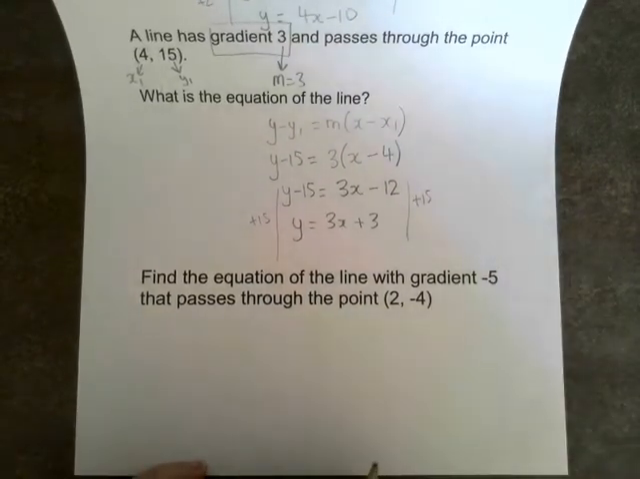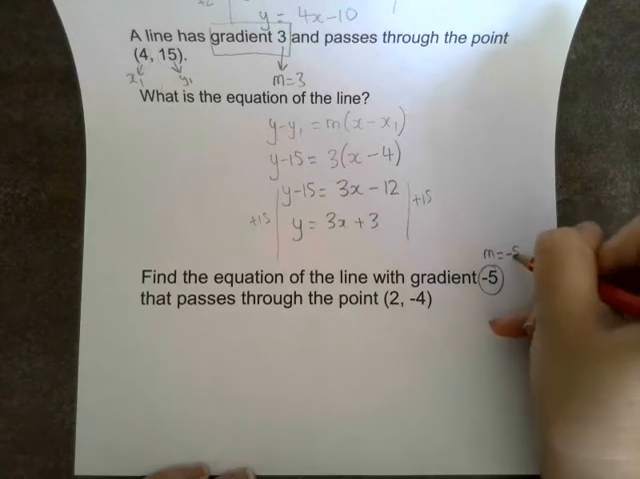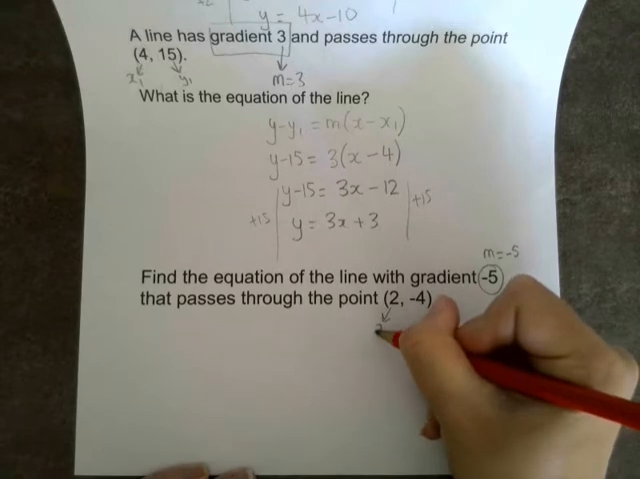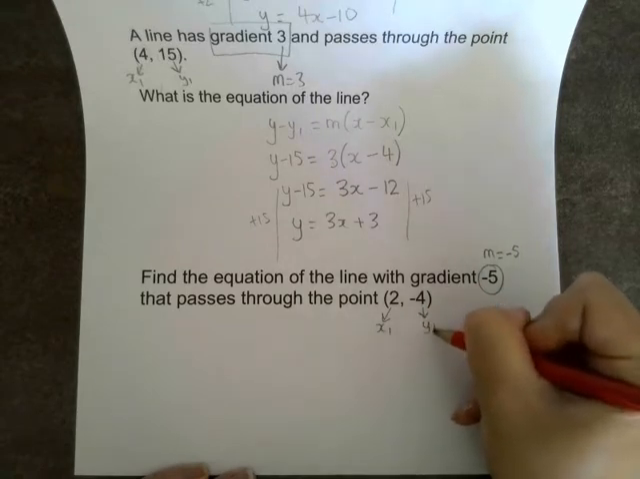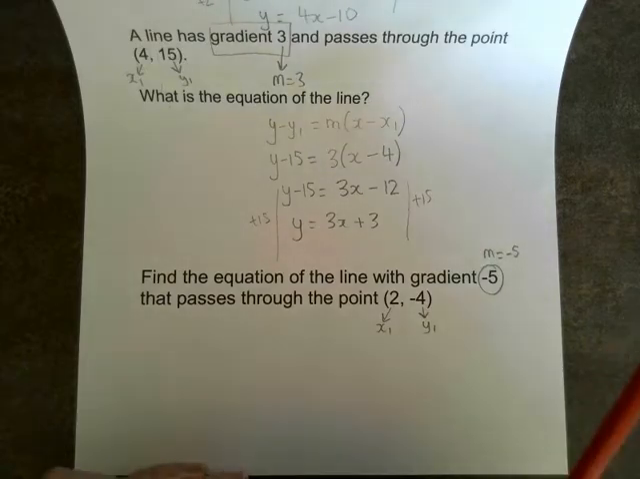So next one, we are again finding the equation of a line. We've got the gradient. We know the gradient is minus 5. So m equals minus 5. And it goes through the point (2, minus 4). So that's x1 and that is y1. So then you've got to think again, right, what am I going to use? We are going to use our formula.